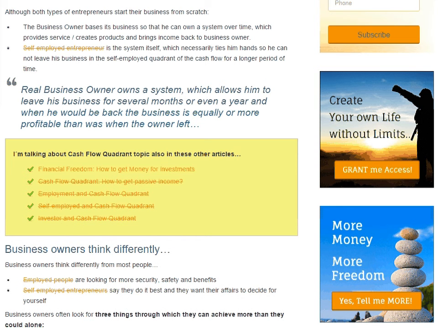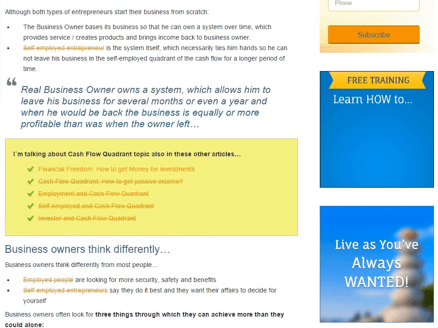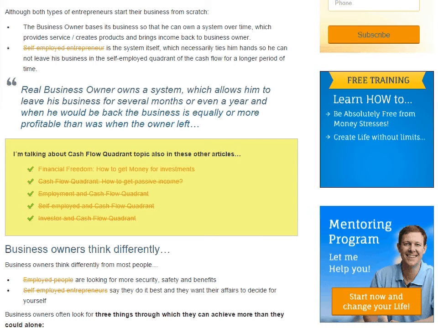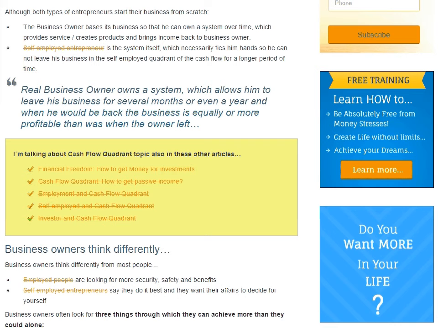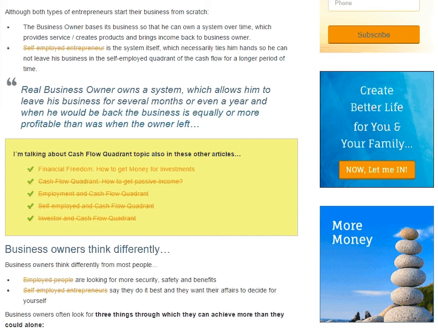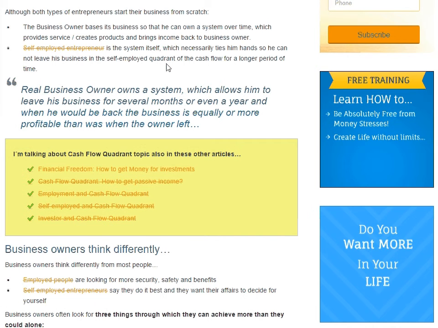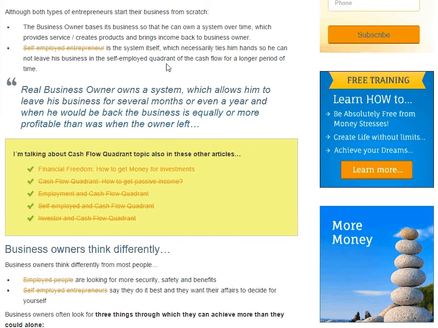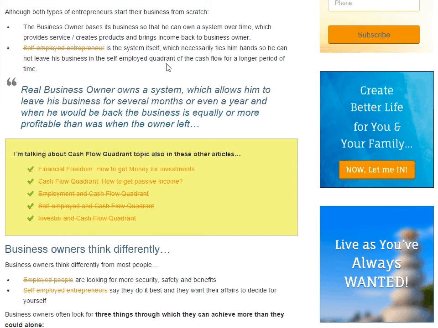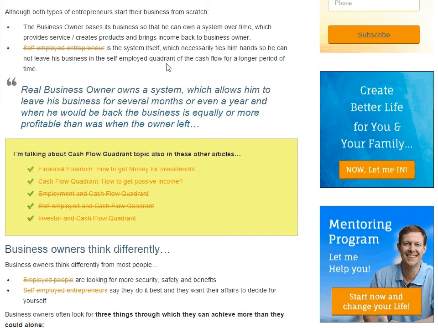The self-employed entrepreneur is the system itself, which necessarily ties his hands, so he cannot leave his business in the self-employed quadrant of the cash flow for a longer period of time. A real business owner owns a system, which allows him to leave his business for several months or even a year, and when he comes back, the business is equally or more profitable than it was when the owner left.